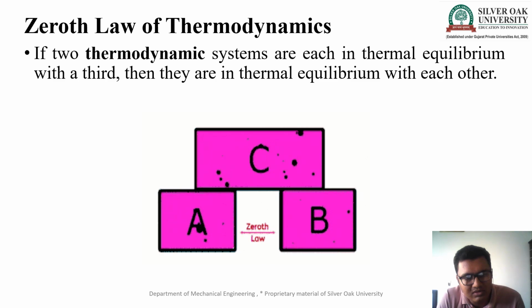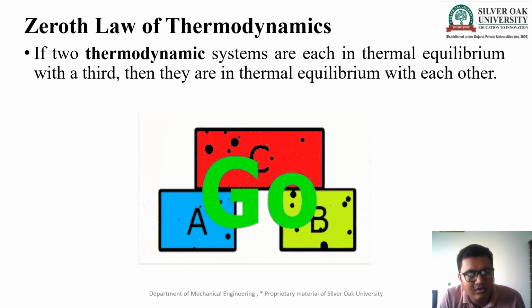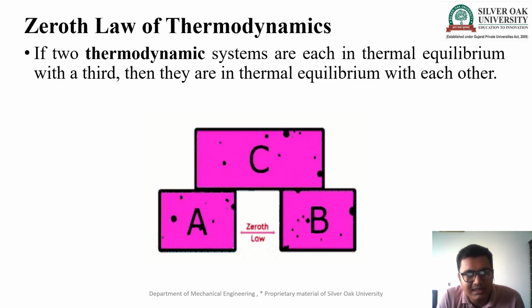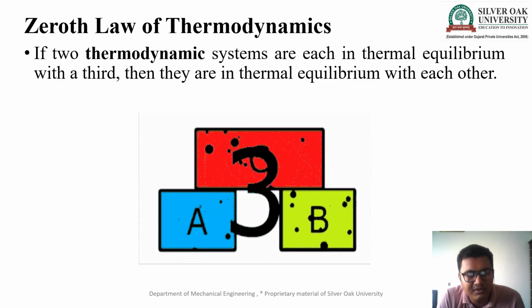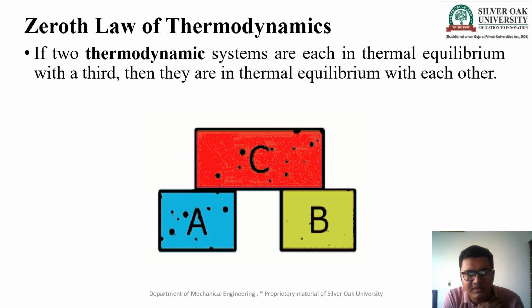After 2 to 3 or 3 to 4 seconds, the color will be the same. So what is the statement of the zeroth law of thermodynamics? If two thermodynamic systems are each in thermal equilibrium with a third body, then they are in thermal equilibrium with each other.